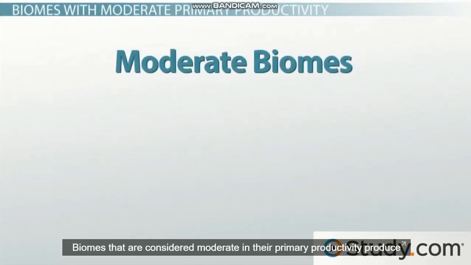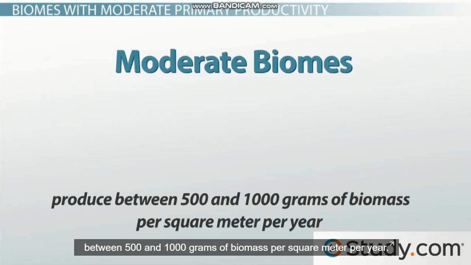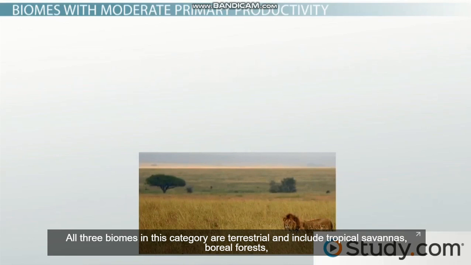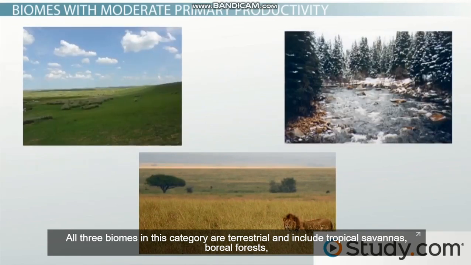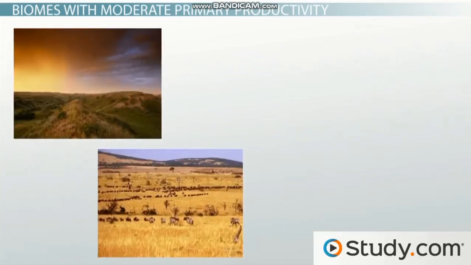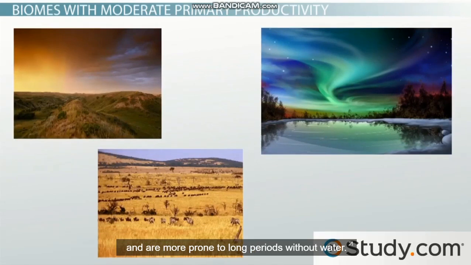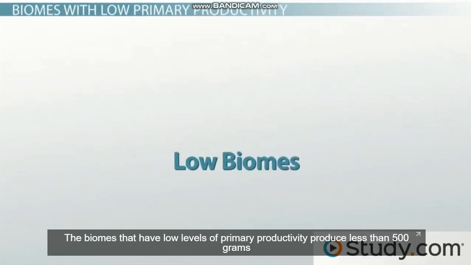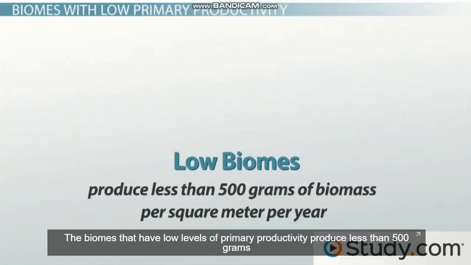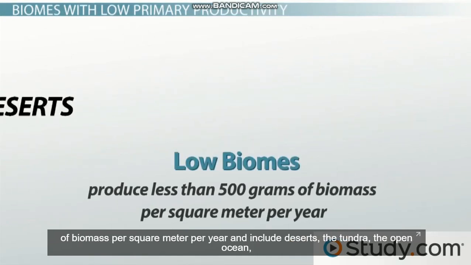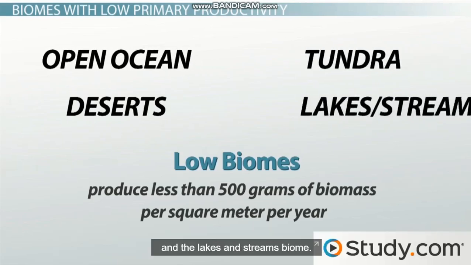Biomes that are considered moderate in their primary productivity produce between 500 and 1,000 grams of biomass per square meter per year. All 3 biomes in this category are terrestrial and include tropical savannas, boreal forests, and temperate grasslands. These biomes receive less rain than the biomes that produce high levels of primary productivity and are more prone to long periods without water. The biomes that have low levels of primary productivity produce less than 500 grams of biomass per square meter per year and include deserts, the tundra, the open ocean, and the lakes and streams biome.